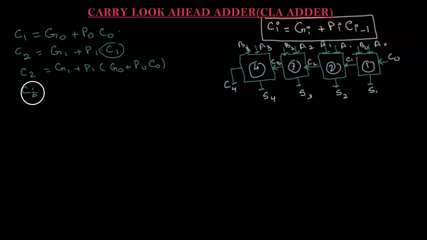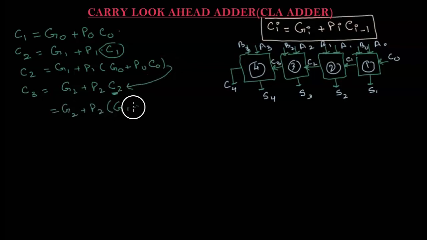Then we have C3, which is G2 plus P2 and C2. Again, we can substitute C2 from this equation. So what we'll get at the end is G2 plus P2 ANDed with G1 plus P1, which has G0 plus P0 and C0. Again, we can see that C3 does not depend on any other carry, only on carry input, that is the carry 0.